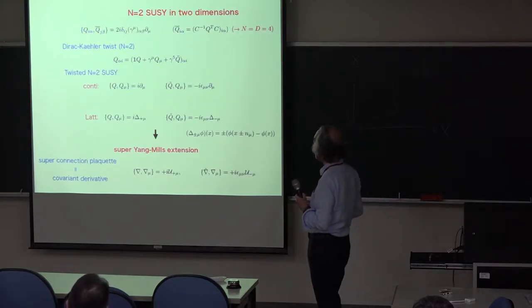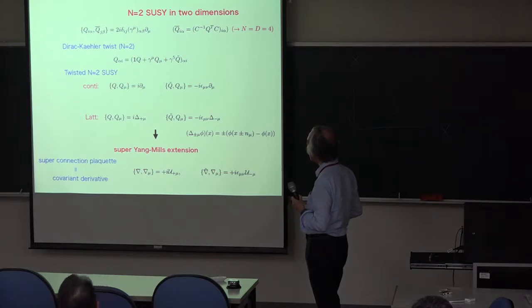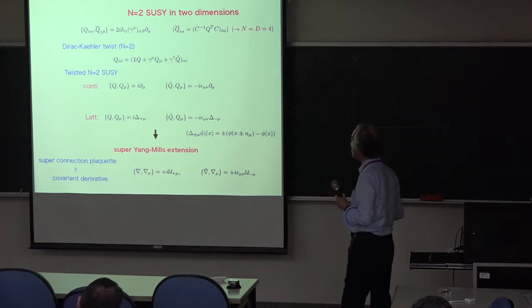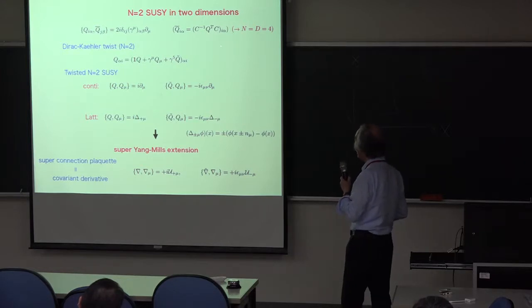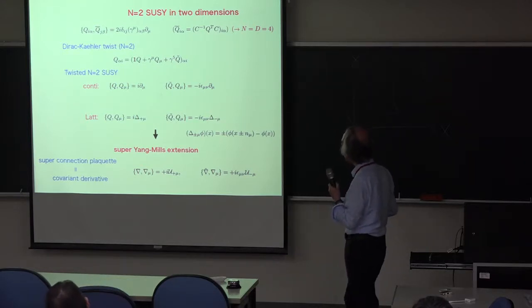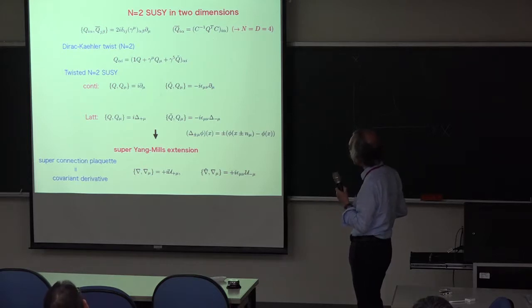So let me briefly explain what the strategy is. This is a two-dimensional N=2 SUSY algebra, which is formulated with gamma matrices. In two dimensions, gamma matrices are essentially Pauli matrices. Since Q^I and Q are related in this way, where C is a charge conjugation matrix, in the two-dimensional Euclidean case, C can be taken to be 1.